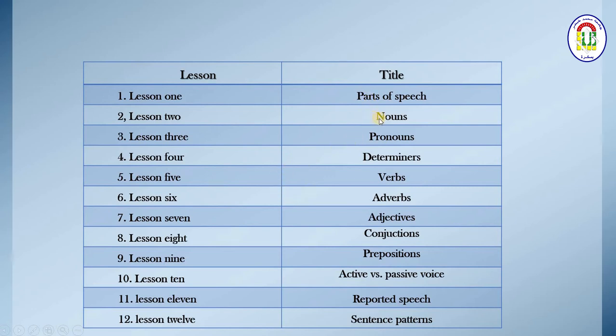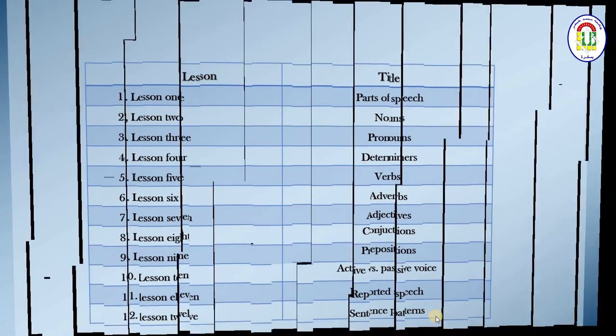Then we are going to see the nouns in lesson number 2. Lesson number 3 will be about the pronouns. Lesson number 4 will be about determiners, then verbs, then adverbs, adjectives, conjunctions, prepositions, and then we are going to see lessons about active versus passive voice. Lesson 11 will be about reported speech. Then we are going to see the sentence patterns.